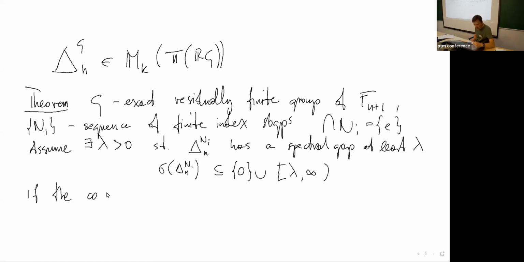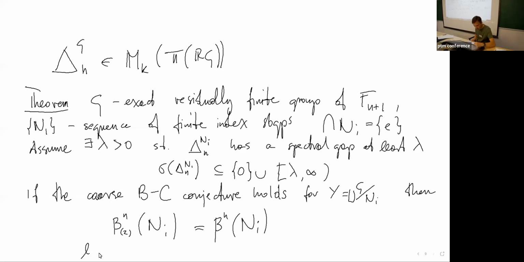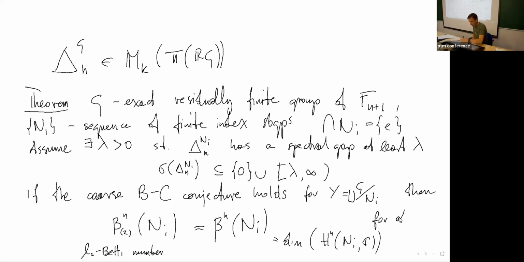And now if the Baum-Connes conjecture holds for the quotients, for the disjoint union of the quotients, then we have the following statement, which is a statement about Betti numbers of the group. This is the L2 Betti number, and this is the standard Betti number, the dimension of H^n(G/N_i, C), for all but finitely many i.